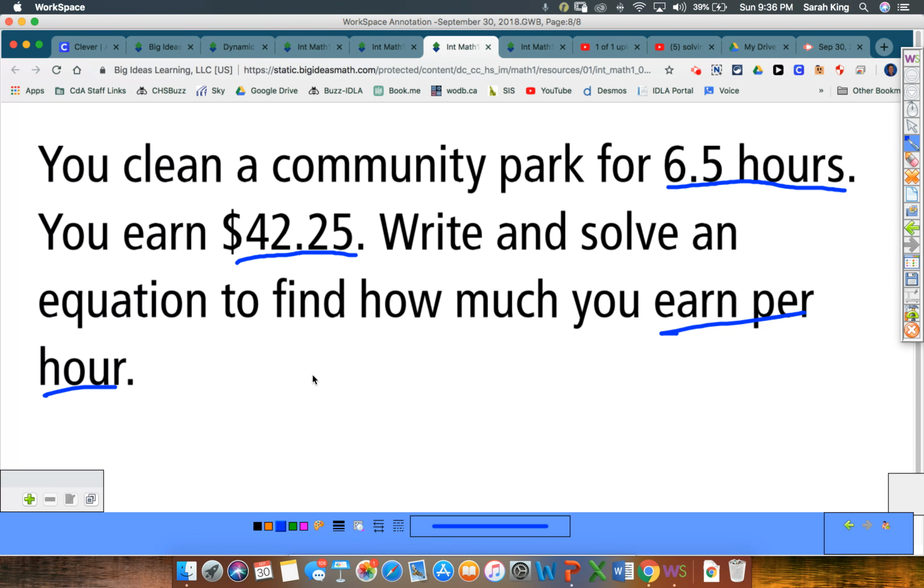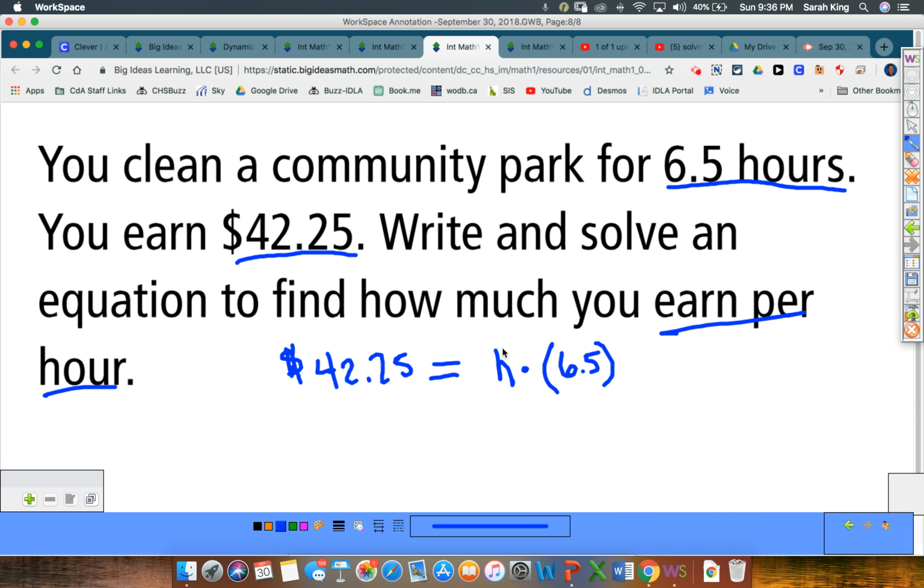Or you could say the total amount of money, 42.25, is the total money. And how do we calculate the total money? If you didn't actually know total money, you would take the amount that you make per hour, let's just say that's your hourly rate, and then you would multiply by the number of hours that you worked, which in this case is 6.5. And so there we have an equation.